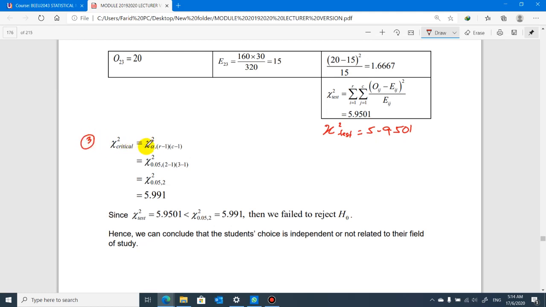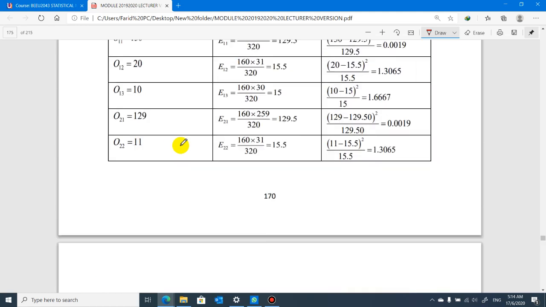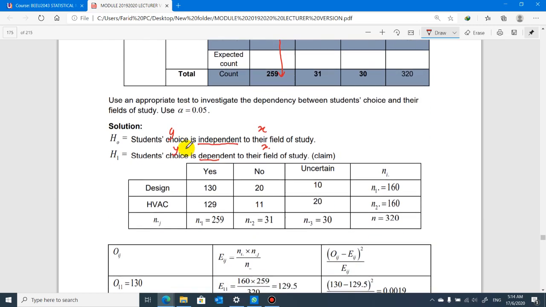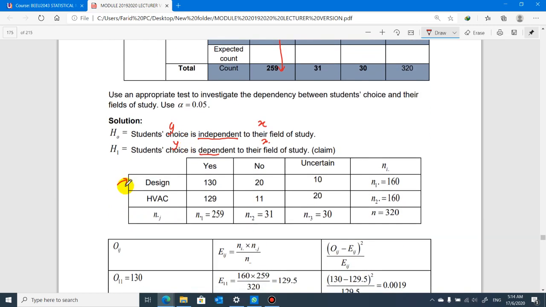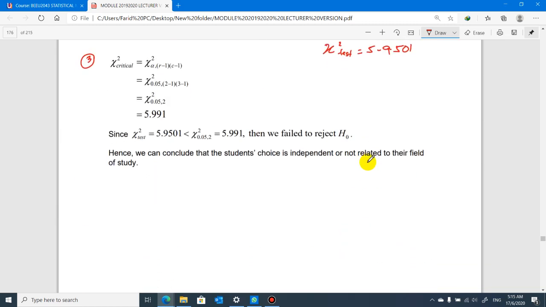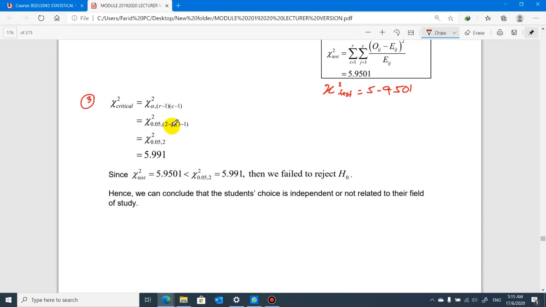Step ketiga. Chi square critical, chi square alpha 0.05, R minus 1, C minus 1. So R minus 1, kembali balik pada original soalan. Dia punya row ada dua, design and hatchback. So R equals to 2. And then dia punya column, yes, no, uncertain. So which means C column dia ada 3. So 2 minus 1, 3 minus 1. So that's why dia tulis sini row minus 1, column minus 1. So 2 minus 1, you akan dapat 1. Multiply with 3 minus 1, you akan dapat 2. So you akan dapat chi square 0.05, this one is 2.